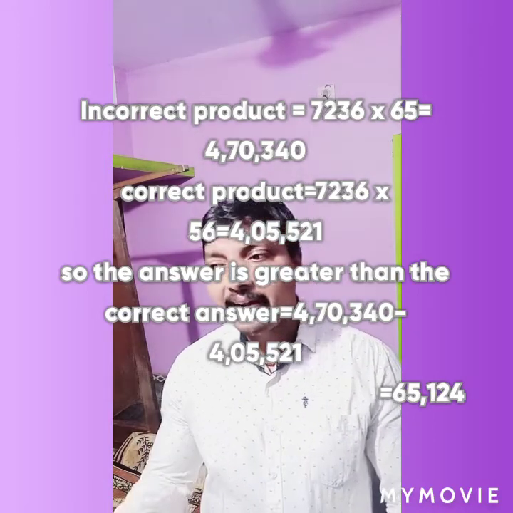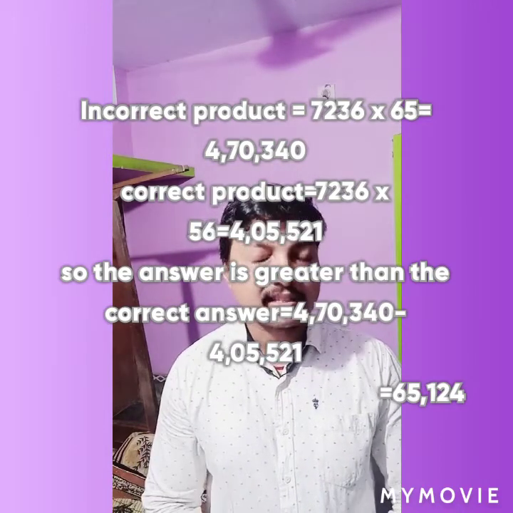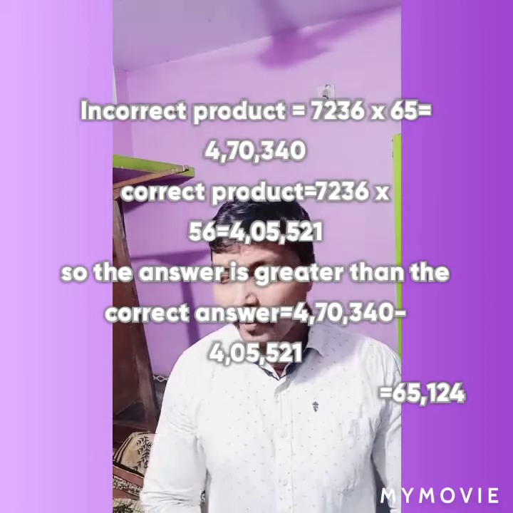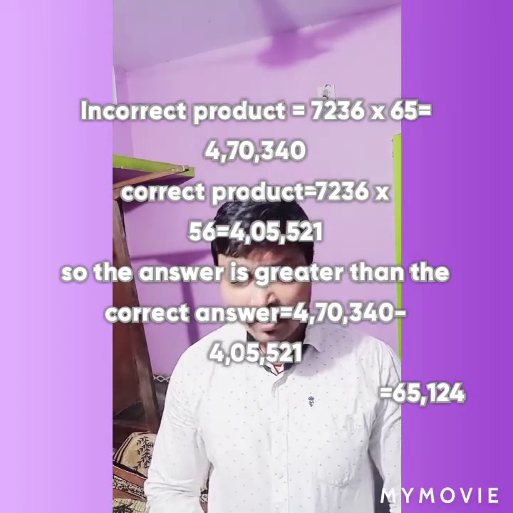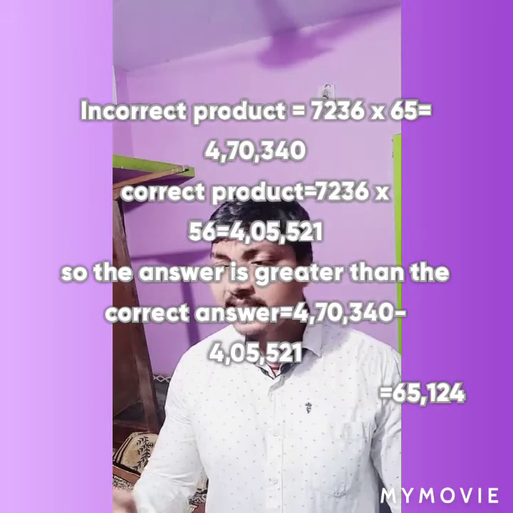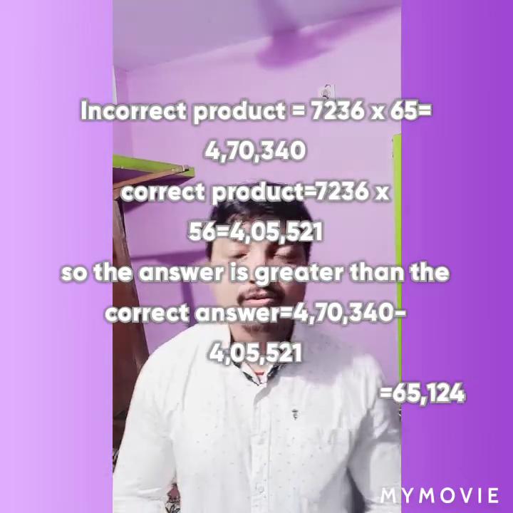So the answer greater than the correct answer is equal to 4,70,340 minus 4,05,216. Their difference is equal to 65,124. The same question can also be done in another way. Actually in the previous way we did two multiplications and one subtraction, but in the way we will do the solution now, we only need to do a single multiplication.